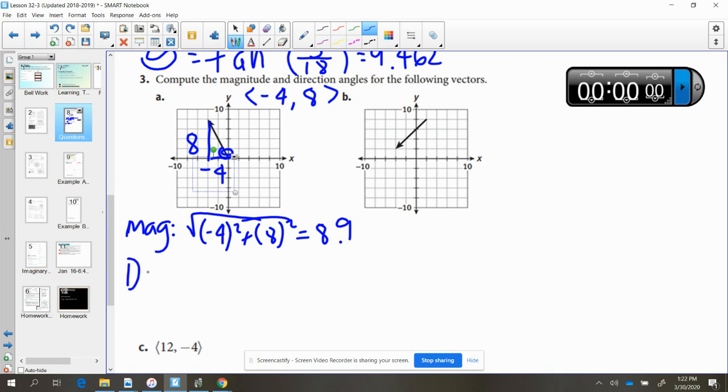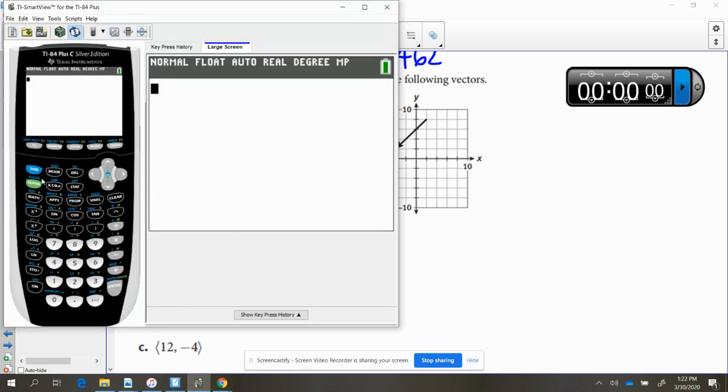Directionally, again, we need to be careful because this is in quadrant 2. So we know our angle measure needs to come from quadrant 2. As we look for tan inverse to help us find this angle measure, opposite over adjacent, b over a, is 8 over -4. As we type that in, tan inverse of 8 divided by -4, notice that's quadrant 4, but we're in quadrant 2, so we need to add 180 degrees to that.